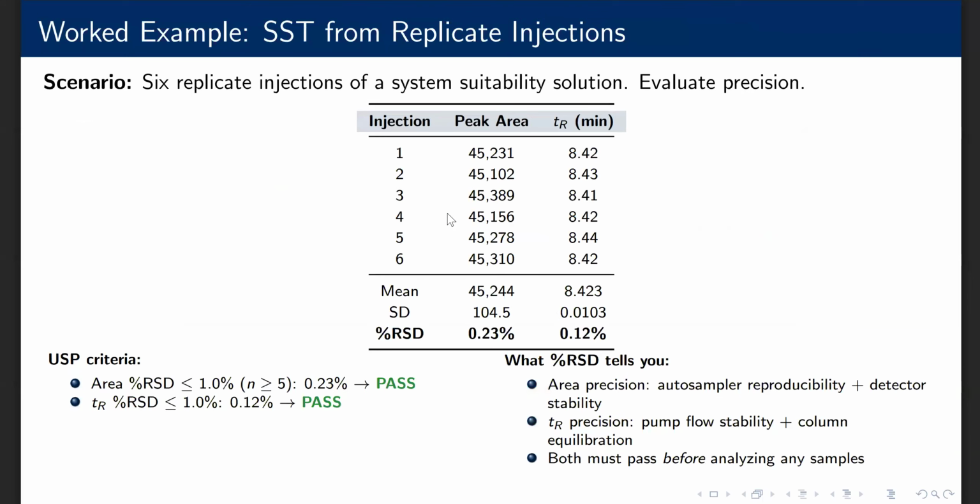Our third worked example. Again, pause and try it yourself before we do it together. This example shows the replicate precision component of system suitability.